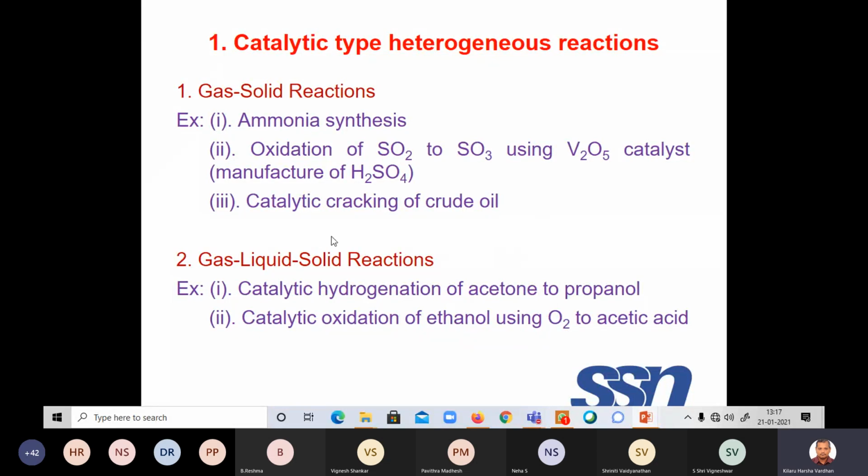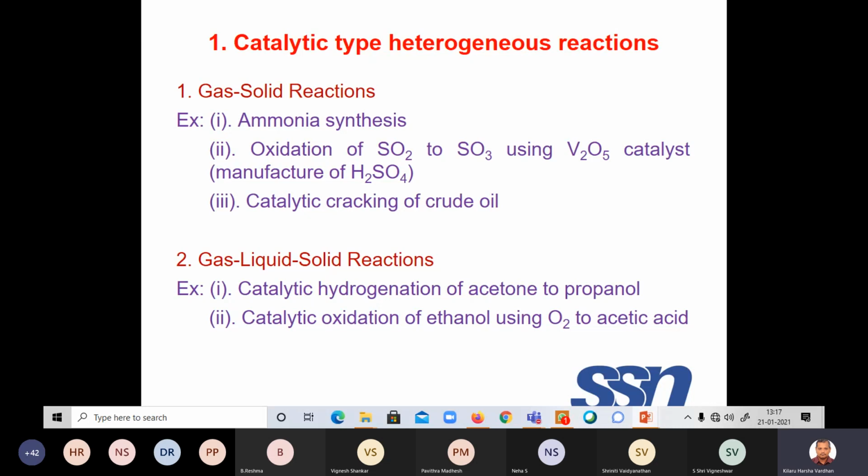One more is catalytic cracking of crude oil. Crude oil is a liquid, right? If you crack that crude oil in the presence of a catalyst, you get different fractions of whatever you want, right? There is one more example of gas solid reactions. This is catalytic because these reactions are happening in the presence of a catalyst.